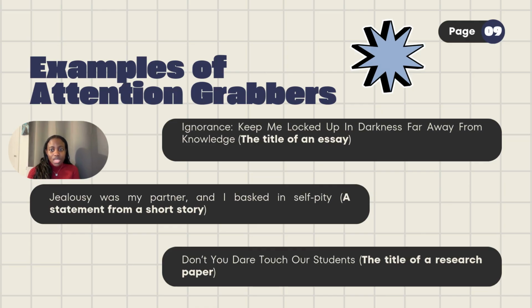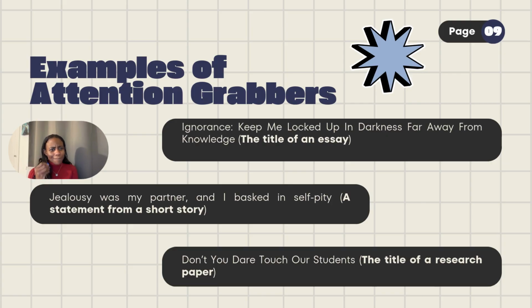Another example, jealousy was my partner and I basked in self-pity. To me, that's so beautiful, and this is a statement from a short story. It could be about a character explaining to the readers what's going on in their lives, and they're just telling us that jealousy was my partner. See, the person did not say I was jealous, the person said jealousy was my partner, and I basked in self pity.